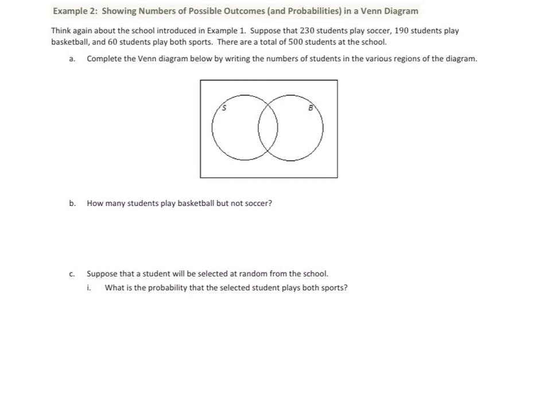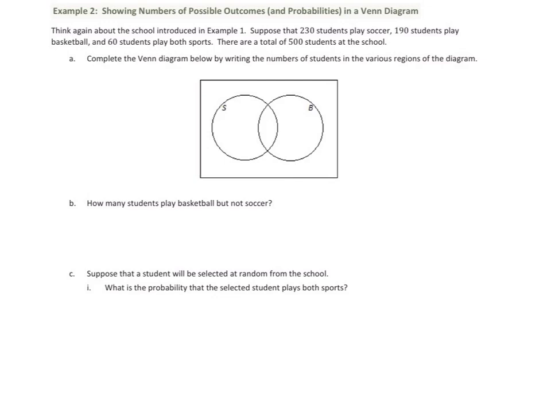Okay, now we get to the fun part where you have to be able to assign the values to these sections. So think about the school introduced in example 1. We had students that played soccer or basketball. Suppose that 230 students play soccer and 190 students play basketball, and 60 students play both. There are a total of 500 students in the school. Complete the Venn diagram below by writing in the numbers for the various regions.